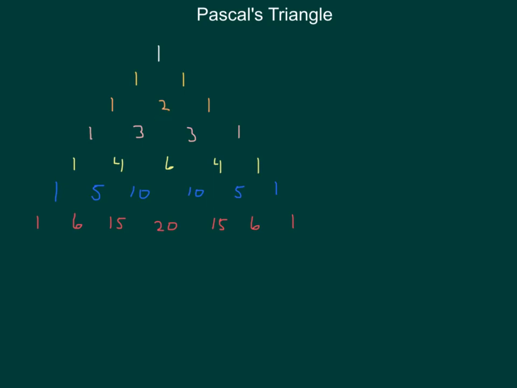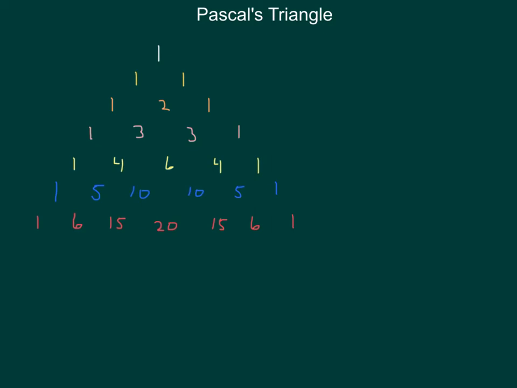So 1 plus 2 is 3, 2 plus 1 is 3, and then we have the 1. 1 plus 3 is 4, 3 plus 3 is 6, 3 plus 1 is 4. And we can continue working our way down. I have given you the first 6 rows here, but you can add on 7, 8, 9, 10, whatever you want.